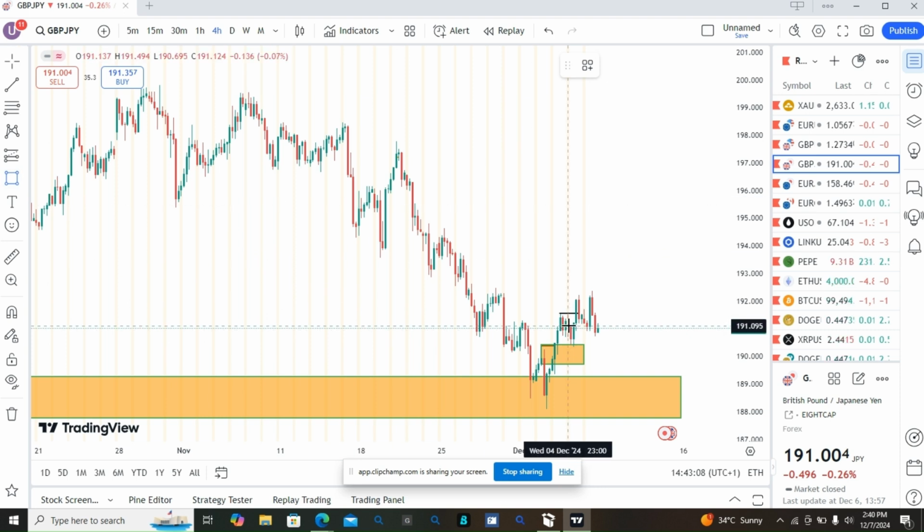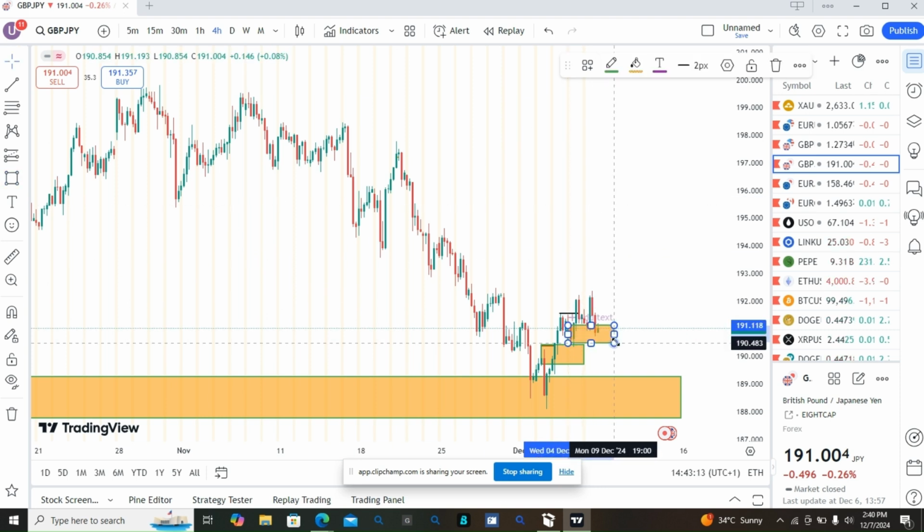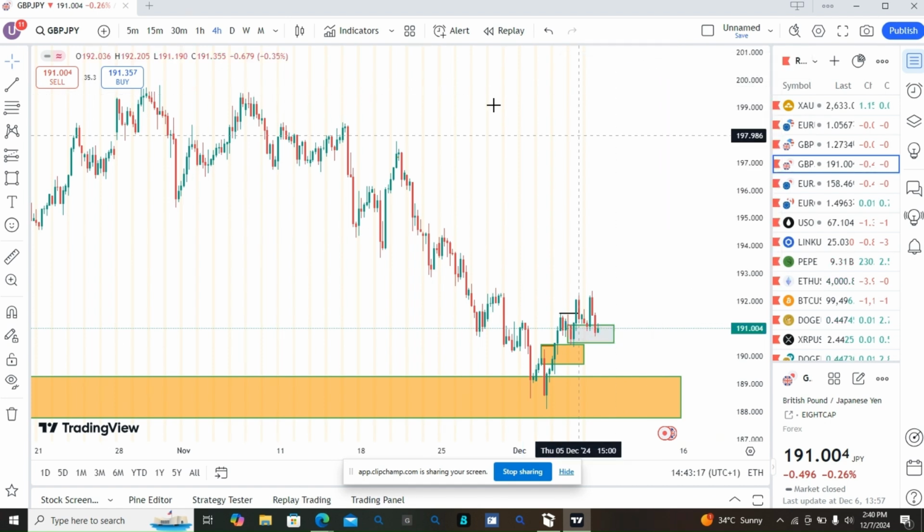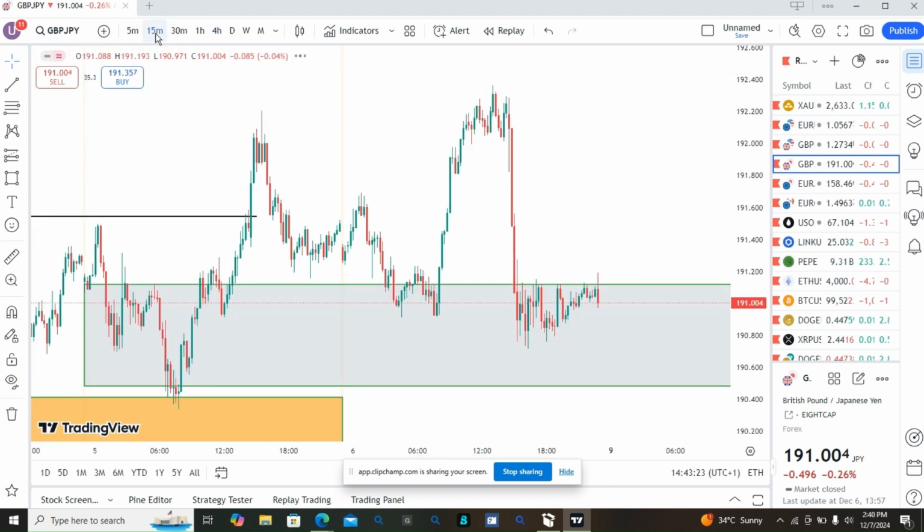Price has come down to this other block. Okay, so price is at the other block now. All you need to do is go down to 15 minutes where you'll be taking your entry. So in 15 minutes, you wait for what? Change of character. Simple. You can see it now. This is 15 minutes. All we want to monitor here is for a change of character.